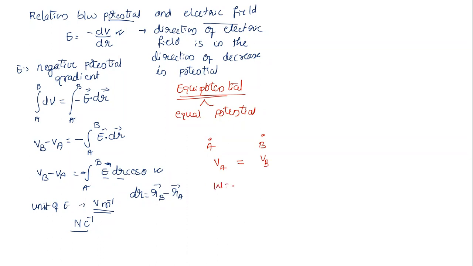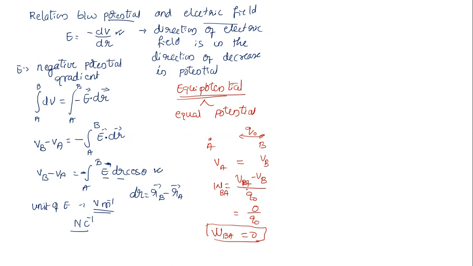Now, what is the formula for work done? It is the potential difference times the charge, to move a charge Q naught from B to A: VA minus VB, multiplied by Q naught. Since VA equals VB, this is 0 times Q naught, which gives 0. The work done to move a charge from B to A is 0, which means there is no need to do any work. The question will be asked: the work done to move a charge from one point to another on an equipotential surface is what?